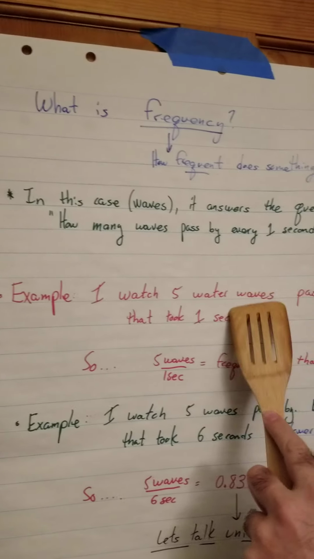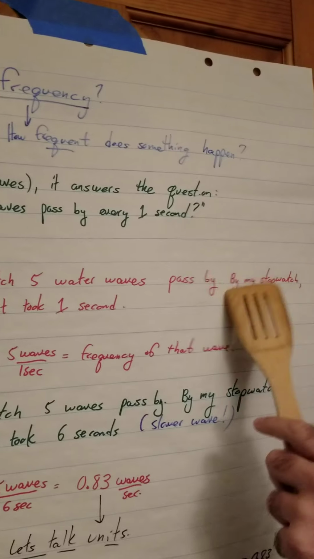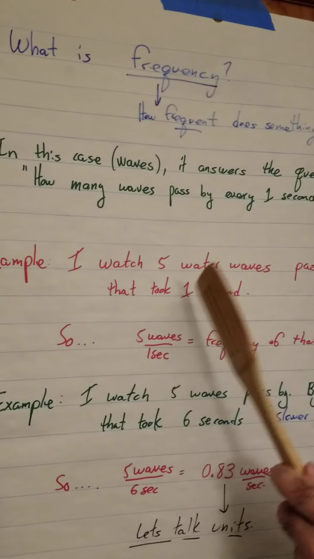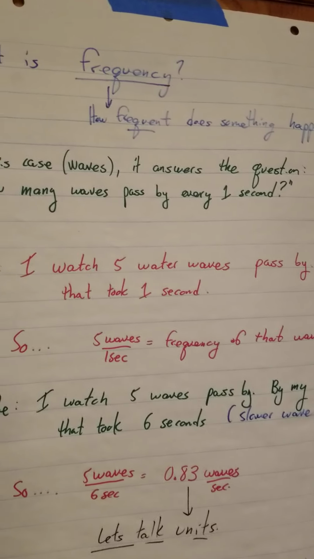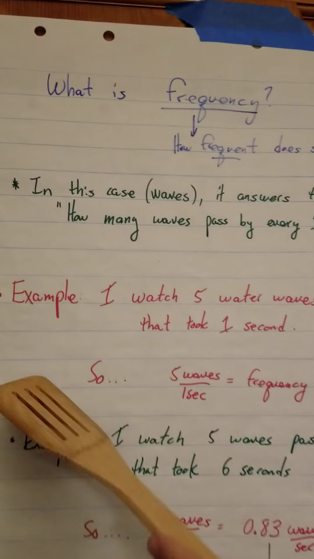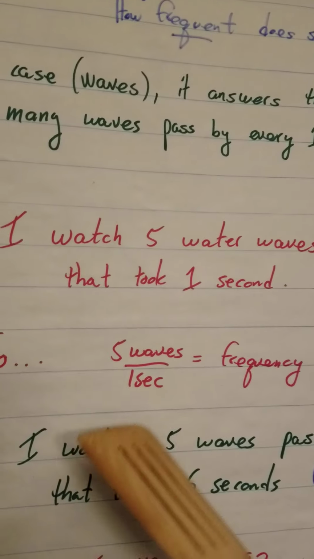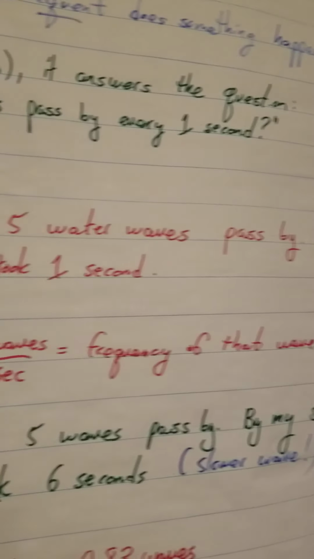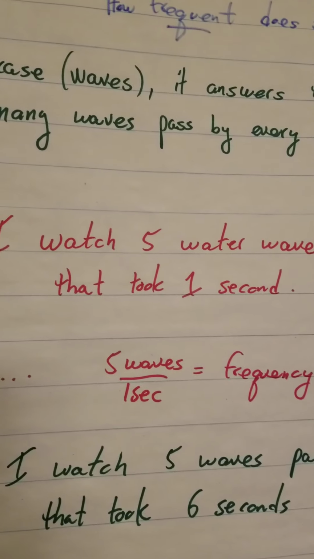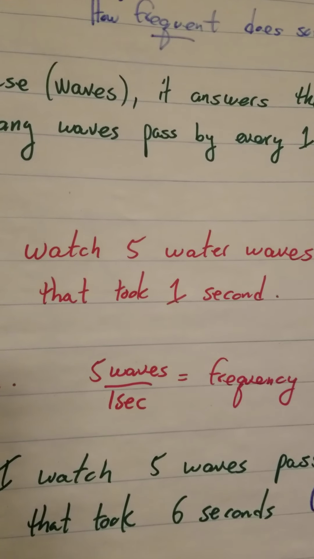I watch 5 water waves pass by. By my stopwatch, that took 1 second. So I'm at the seashore, I see 5 waves go by. I look at my stopwatch and I timed it, it took 1 second. So 5 waves in 1 second equals the frequency of that wave. I counted 5 waves per second. So that's how frequently did the wave come by.